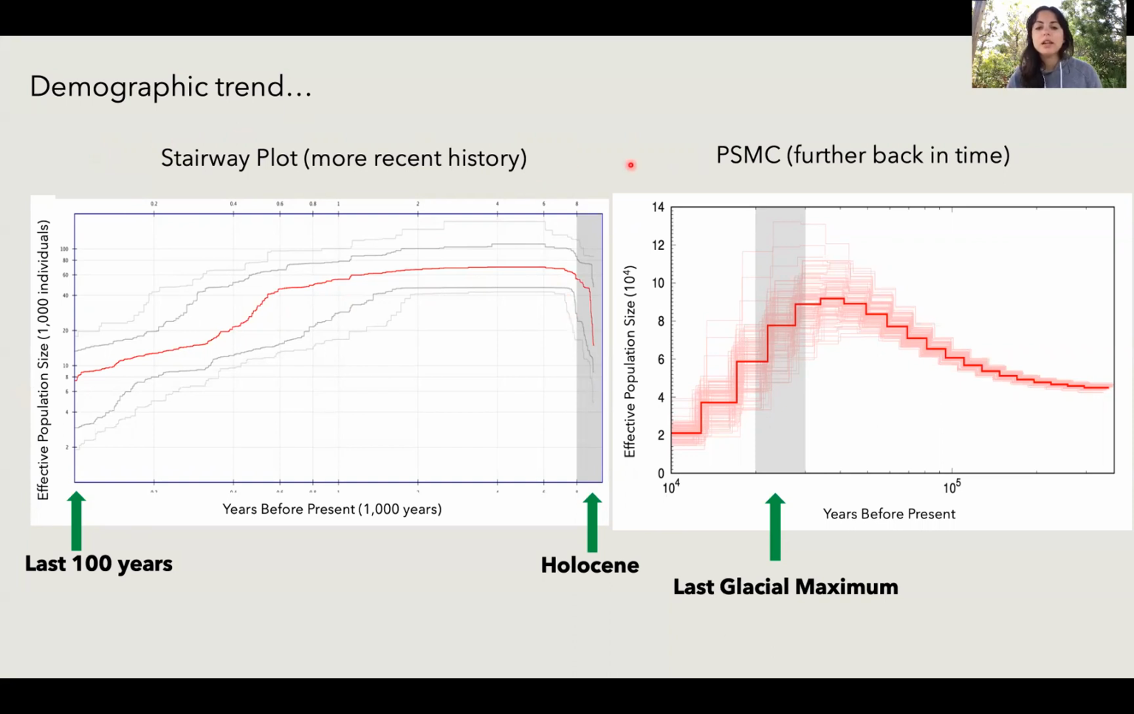And then again, I used a PSMC model. PSMC does the same thing as a stairway plot, but looking further back in time, so greater than 10,000 years ago.